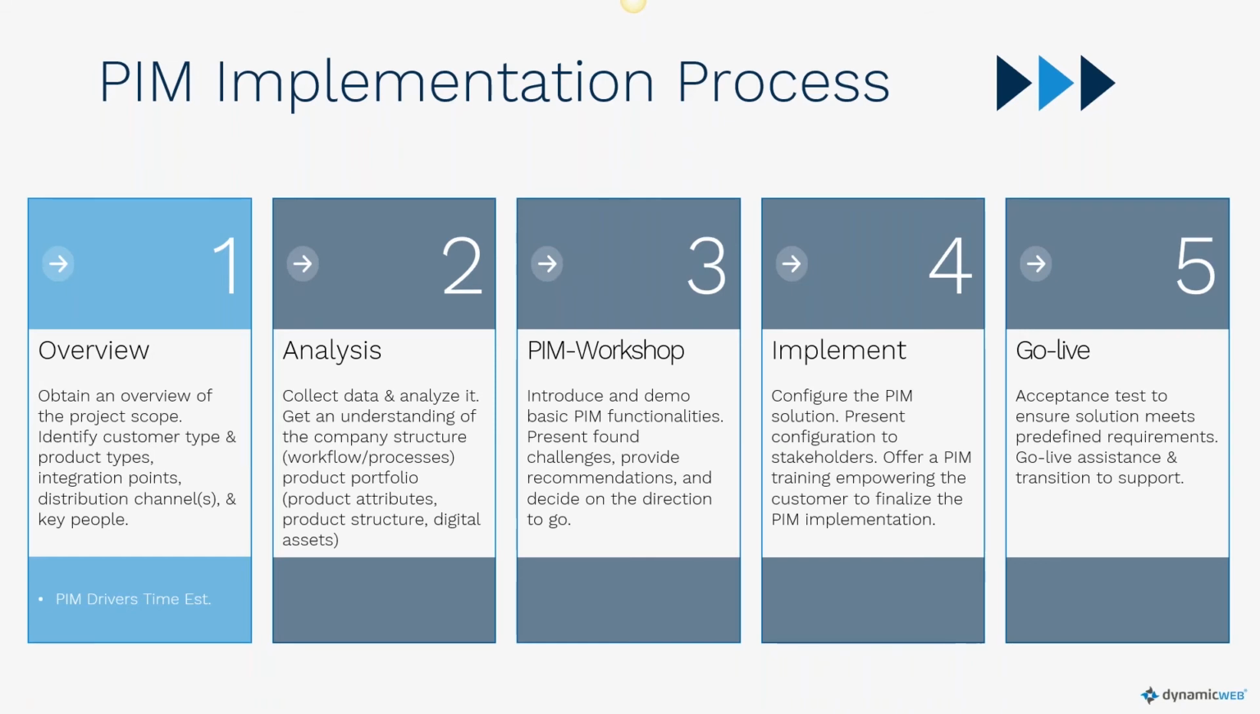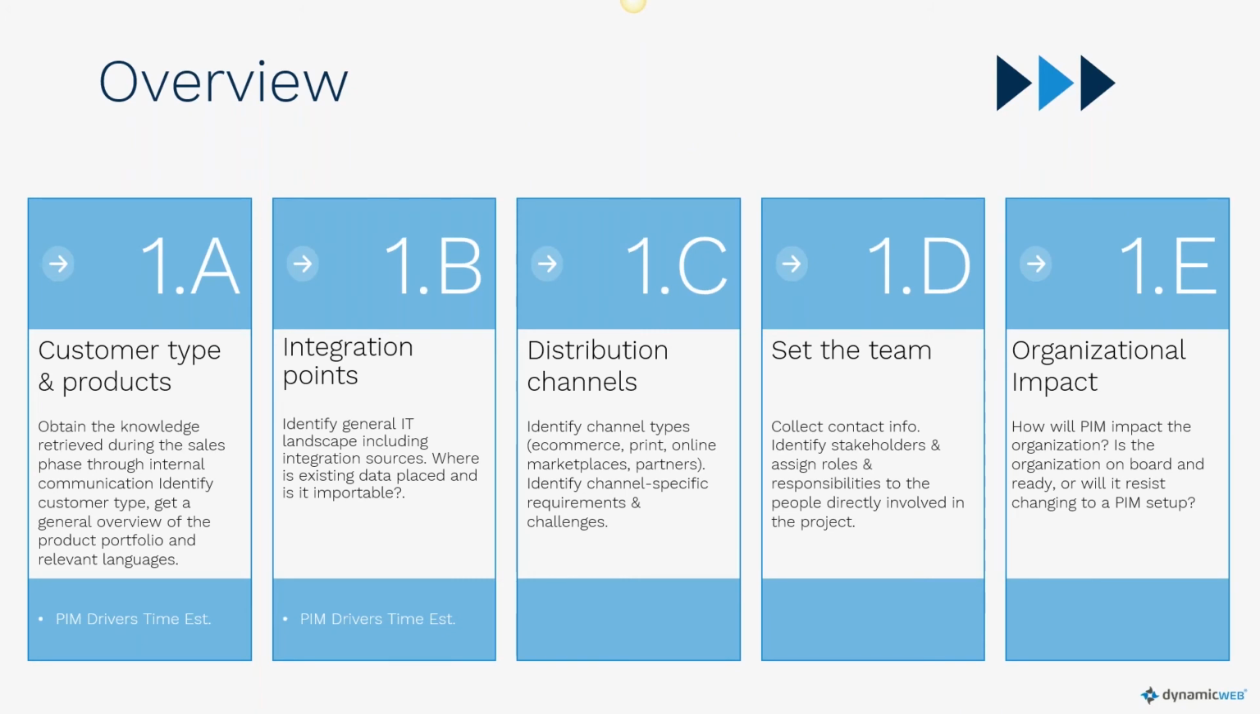So if we dive into step one, so these are the sub-steps for the overview, you would get an idea of which customer we're dealing with, which are the type of products that we're dealing with, how many languages should be part of the solution. You'll look into the integration points and the distribution channels. So which integration sources are we dealing with in this project, and which distribution channels are included in the project. And by distribution channel, I basically mean where do we want to send the product information? Perhaps a website, could be Amazon, could be a lot of different places.